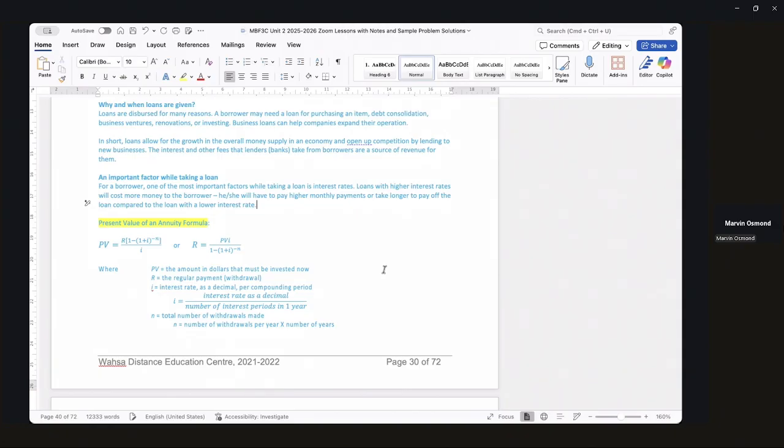So we have two formulas, and again, they look complicated, but the PV, the present value, is simply the principal. Look at it that way. R is the monthly payment.